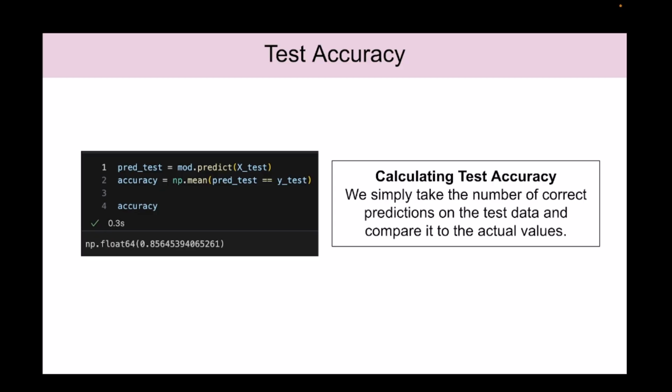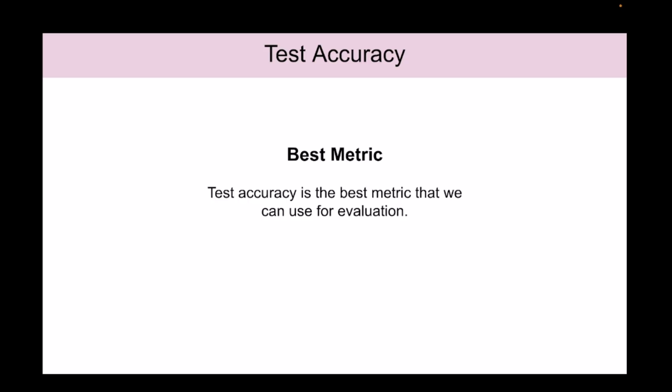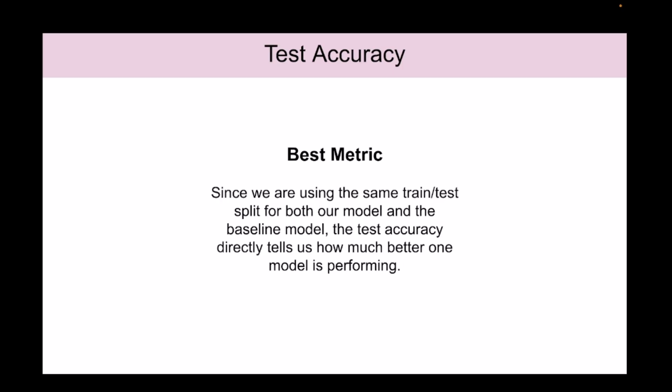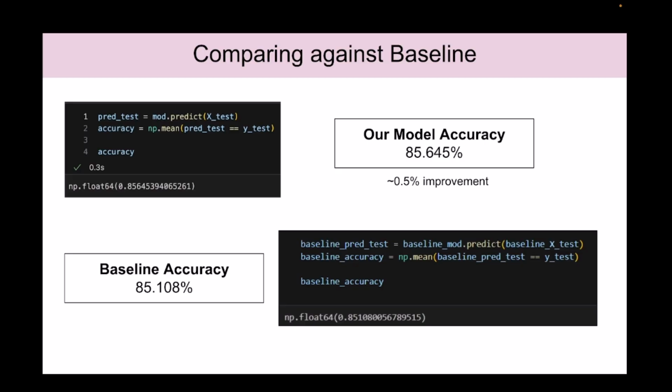Again, we calculated the test accuracy of our model earlier, and test accuracy is probably the best metric that we can use for evaluation, because it's a very simple and direct way of evaluating things, and our train test split is the same for both our model and the baseline model. Test accuracy directly tells us if one model is doing better than the other. So our model had an accuracy of 85.6%, which is around 0.5% better than the baseline accuracy. And so this probably means that our model is slightly better, but the baseline model was quite good already.